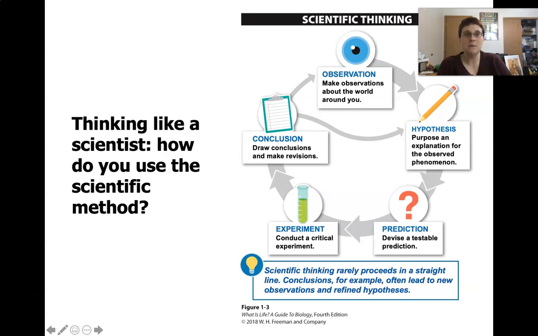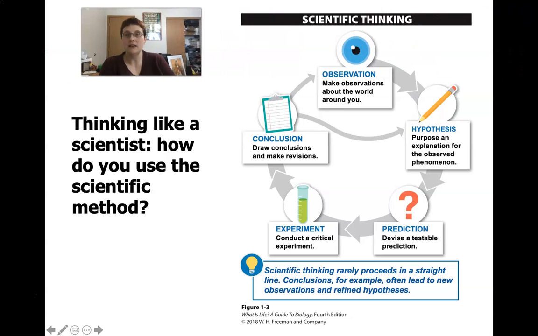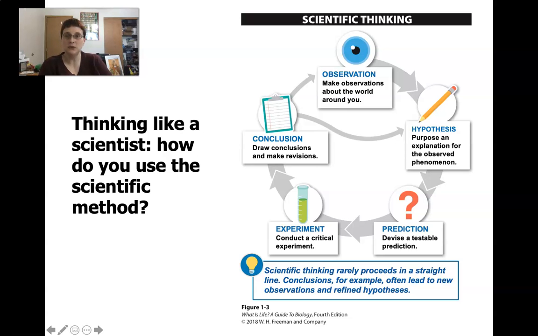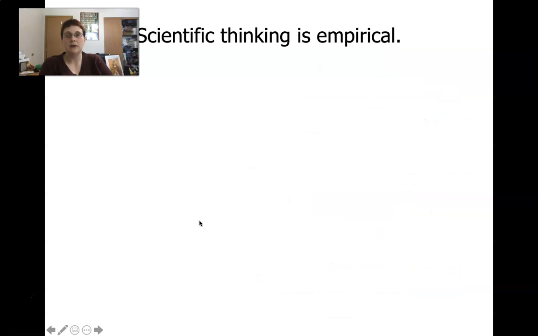All right, so the scientific method: how do you think like a scientist? So how do you learn how to think scientifically? Well, the thing is that you already do this, but we're going to take a look at it a little more closely. Like I said, you've probably seen this before, but we're going to take a look step by step through the scientific method. So we're going to go through all of these different steps and see how they work.